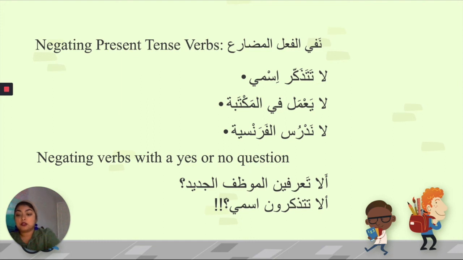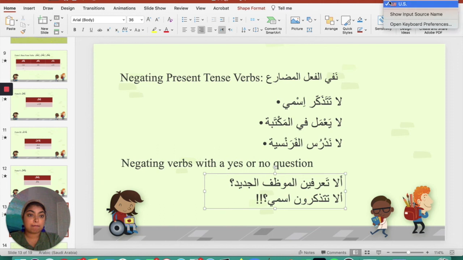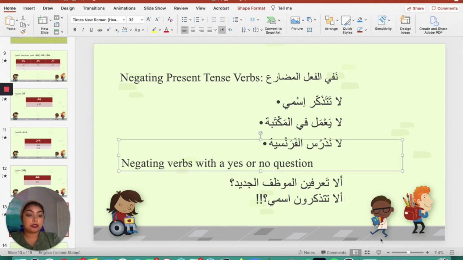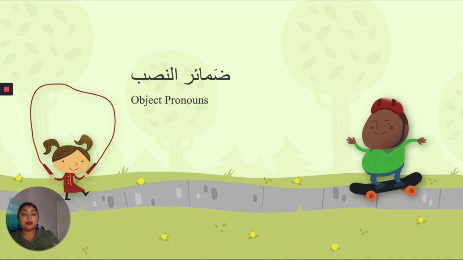Okay. So in that, what are we doing? We have one typo here. We're just doing a question with negation. Okay, ألا. Okay, ضمائر النصب, we're going to come back to this. But for right now, I want you to just practice those verbs.